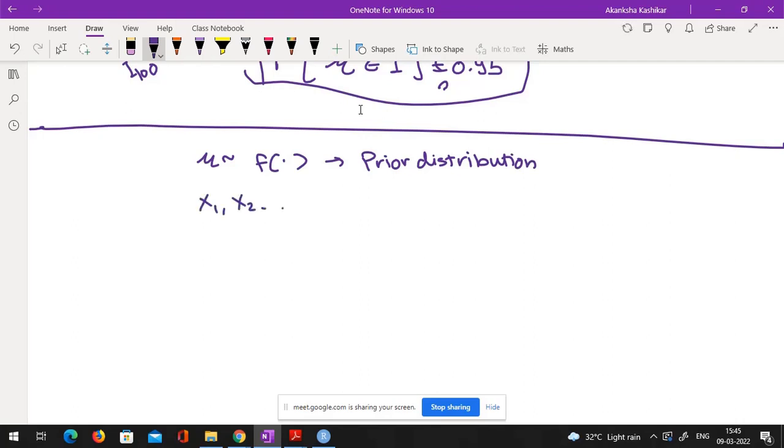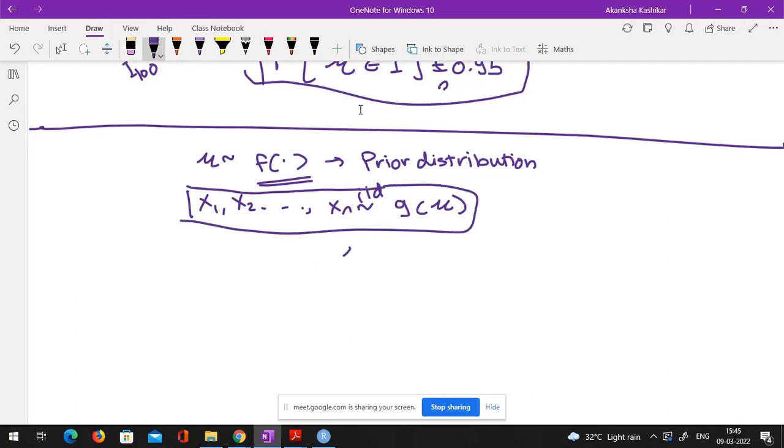And then I'll have some data x1, x2, xn, which comes from some g where mu is a parameter, and now on the basis of this data I might update my knowledge about this. Normally, what we do in the classical setup is once you get x1, x2, xn, you use that x1, x2, xn to get mu hat. Now here, instead of simply relying on data, you will use the prior distribution also.